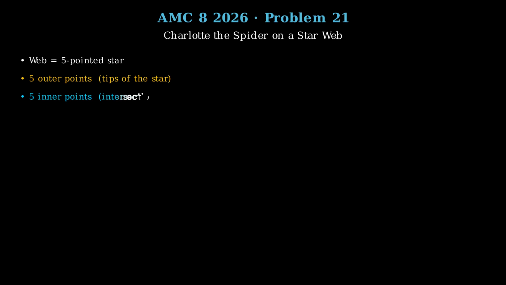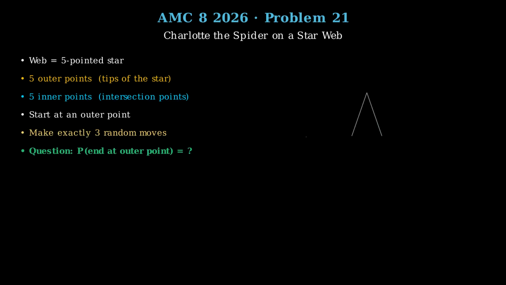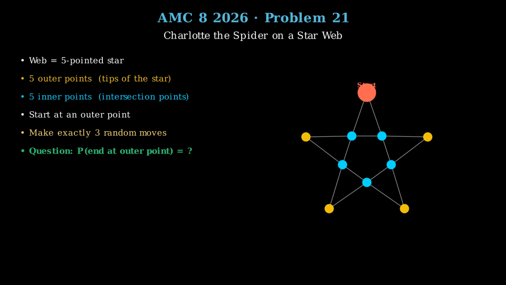Meet Charlotte the spider. She is crawling along a web shaped like a 5-pointed star. The web has 5 outer points, the sharp tips of the star, and 5 inner points where the lines of the star cross each other. Charlotte starts at one of the outer points and takes exactly 3 steps, each time moving to a randomly chosen neighboring point. The question: what is the probability she ends up at an outer point?